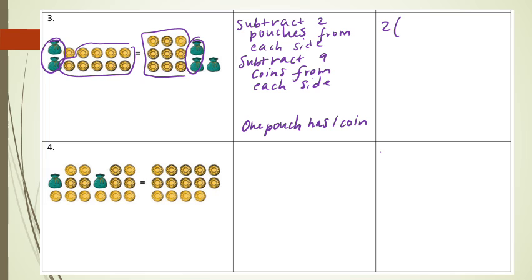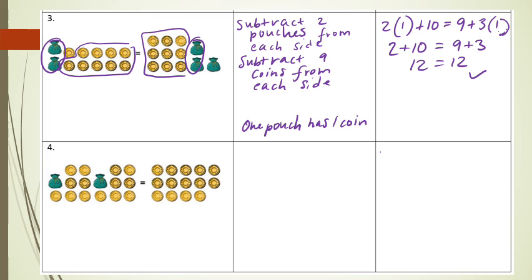So again, I've got 2 pouches with 1 coin. So 2 groups of 1 plus 10 equals 9 coins plus 3 groups of 1. So those 3 pouches with 1 in each. And so I'm going to have 2 plus 10 equals 9 plus 3. And I get 12 equals 12. So I'm balanced.